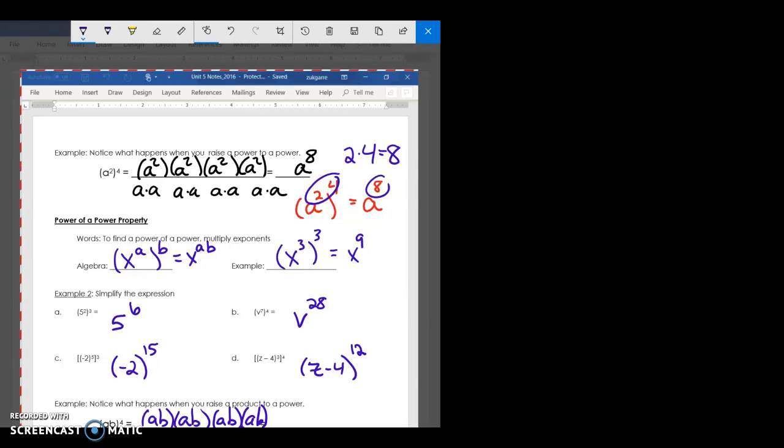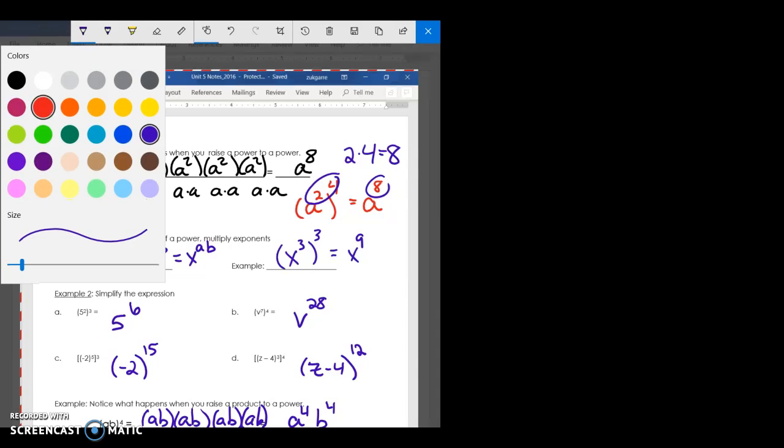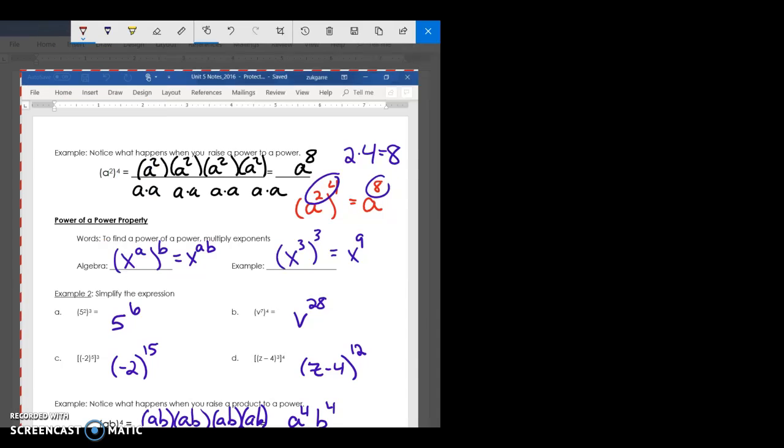2, 3, and I got 4 of those. Okay. So what happened? Well, now I've got a to the 4th and b to the 4th. So again, if I just go back to what I started with here, I had ab to the 4th. We said this is a to the 4th, b to the 4th.